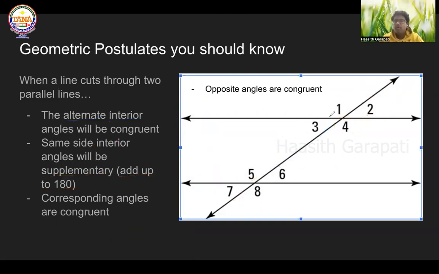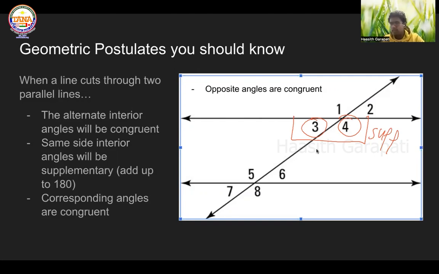I'll provide an example. Let's take 3. It's on the same side as 4, and they are on the same side of the parallel line. They're on the inside of the parallel line, and they are right next to each other. These two angles are supplementary, meaning if you do angle 3 plus angle 4, it'll equal 180 degrees.